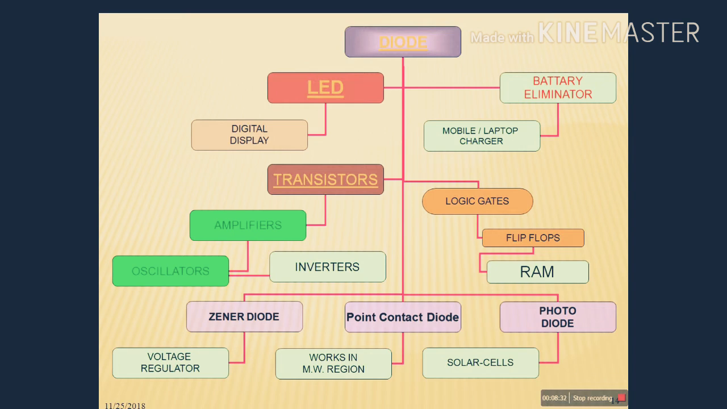Now we study applications of diodes. Diodes are used as LED, digital display, transistor, amplifiers, oscillator, inverters, Zener diodes which are also used as voltage regulator, battery eliminator, mobile and laptop charger, logic gates, flip-flops, photodiode, solar cells.